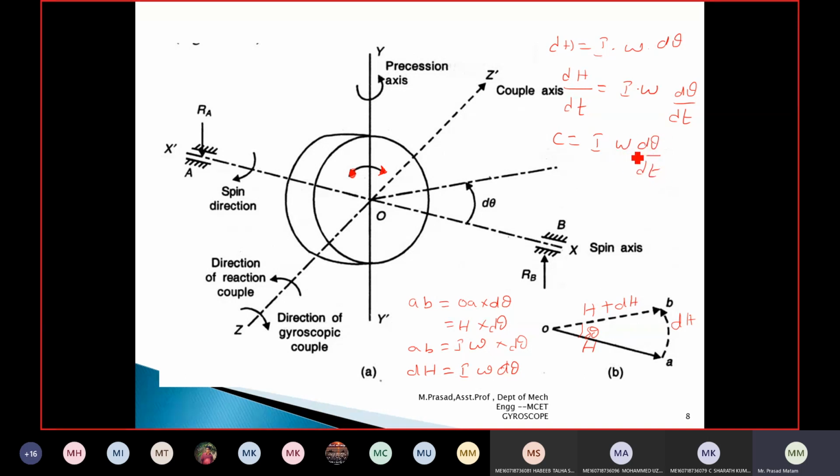This omega is the velocity of the spin axis. I can write it as omega s. Omega s is the angular velocity of the spin axis. Now d theta by dt, it is the change in angular velocity with respect to what axis?